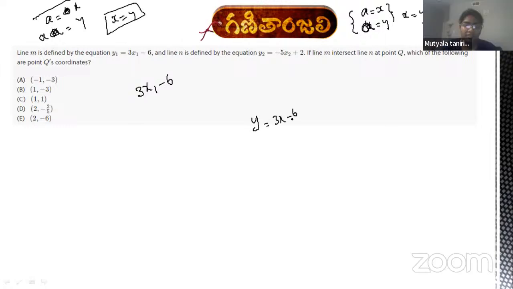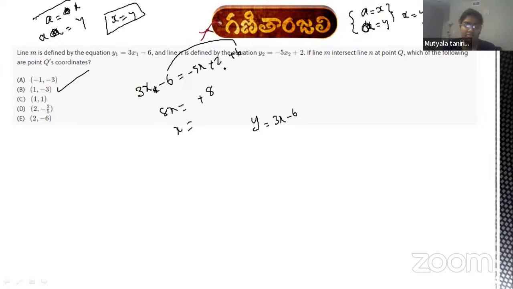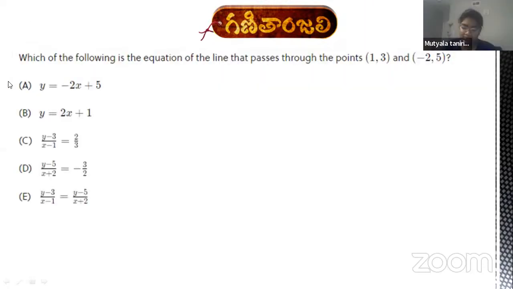Is the answer option B? Yes, very good. You solved them? Yes, sir. I put 3x minus 6 equals negative 5x plus 2. Then 8x is equal to 8, minus 6 will become plus 6. Then x is equal to 1. When we plug back in, we get the same y. Yes, very good. Option B is correct.